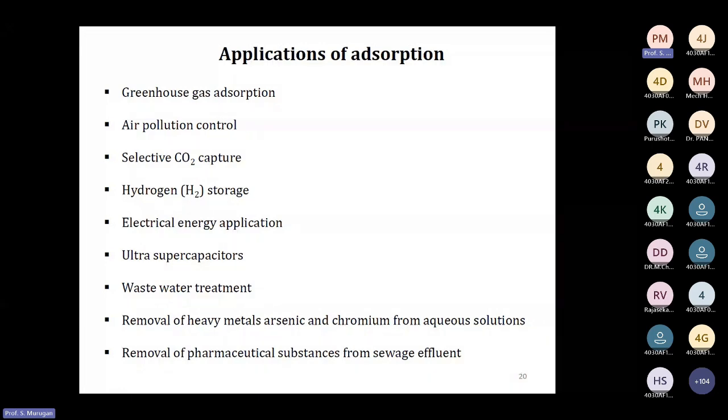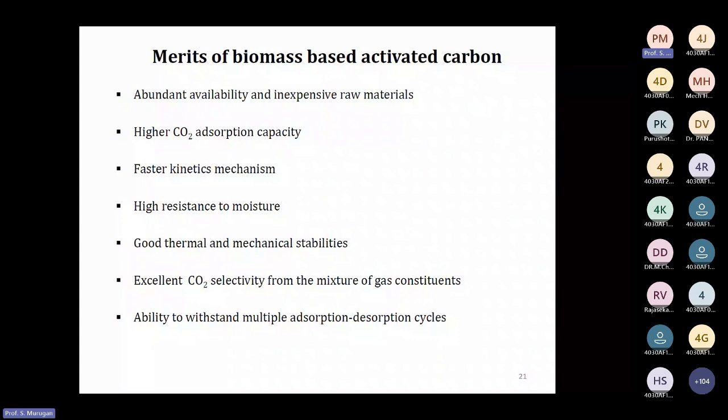Now, if you see this activated carbon, in water filters also activated carbon is there, right? Normally, this activated carbon is obtained from biochar generally. So biomass is a main substance to produce activated carbon via biochar. Why should we use this biomass? Because it is abundantly available. It is an inexpensive raw material. It can give very good CO2 adsorption capacity.